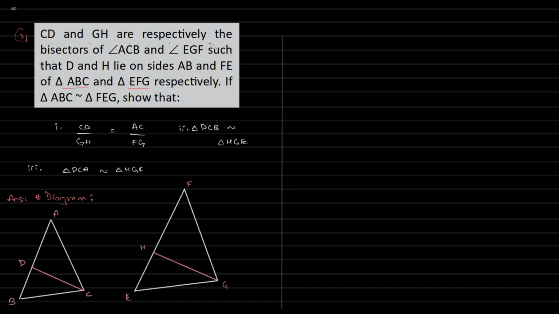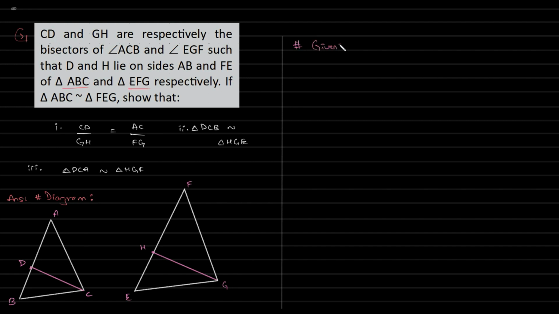CD and GH are bisectors of angle ACB and EGF. I'm reading as if I'm looking at the diagram for the first time. Such that D and H lie on AB, D is on AB and H is on FE of the triangle. Right, it's correct. And it's given that triangle ABC is similar to triangle FEG. Okay, done. So we are done with that.